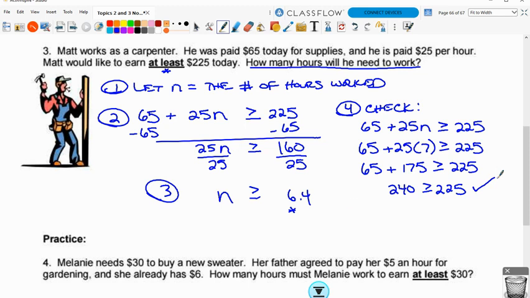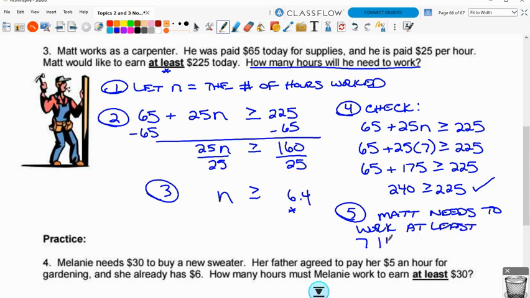And now I'm going to write my final statement. Again, Matt can't work 6 4/10 hours, so in order to make at least $225, we're going to say Matt needs to work at least 7 hours.